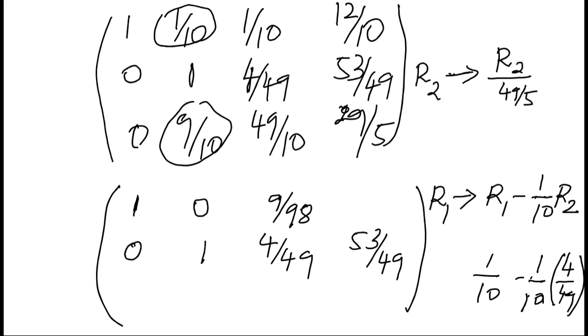Similarly, the next row 1 element is 12 by 10. 12 by 10 minus 1 by 10 into 53 by 49. So I am getting 107 by 98.